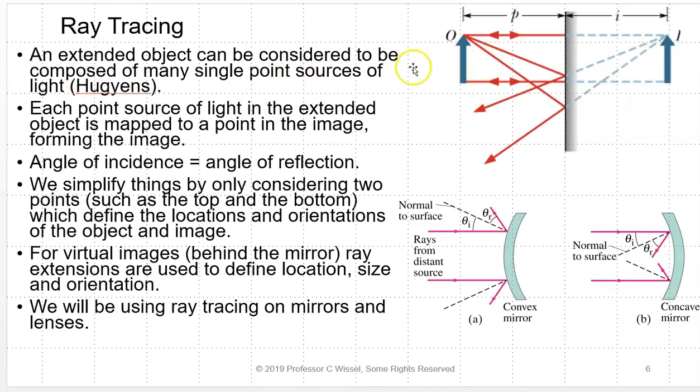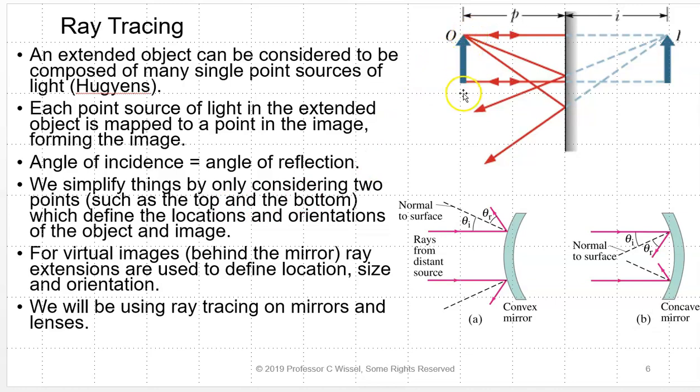Now, ray tracing can be used to determine the orientation and location of an image. And any extended object can be considered to be composed of many single point sources of light, that's Huygens' principle. Each point source of light in the extended object can be mapped to a point on the image, and that will form the image. The angle of incidence for a mirror is going to be equal to the angle of reflection. We can still use that. We can simplify things. We're only going to consider 2 points, such as the top and the bottom.